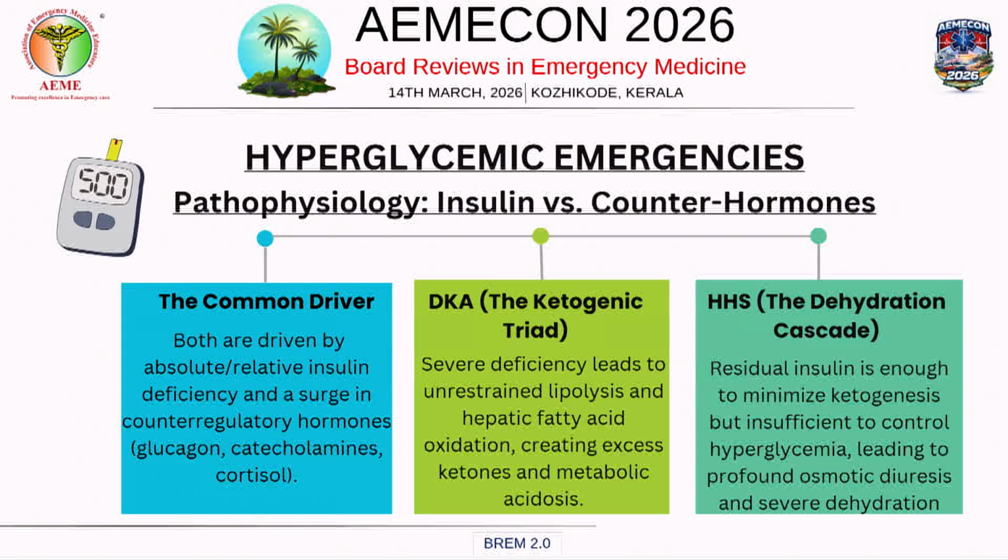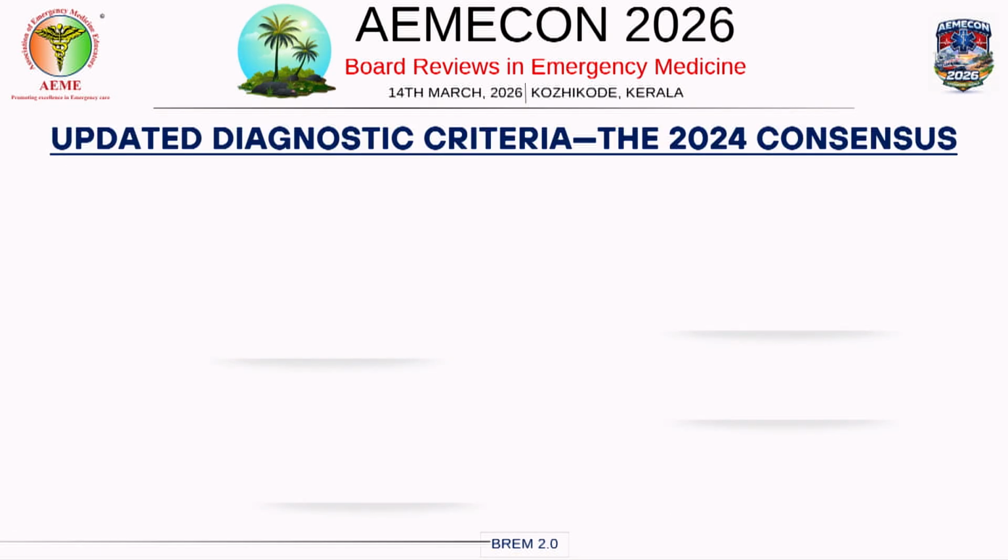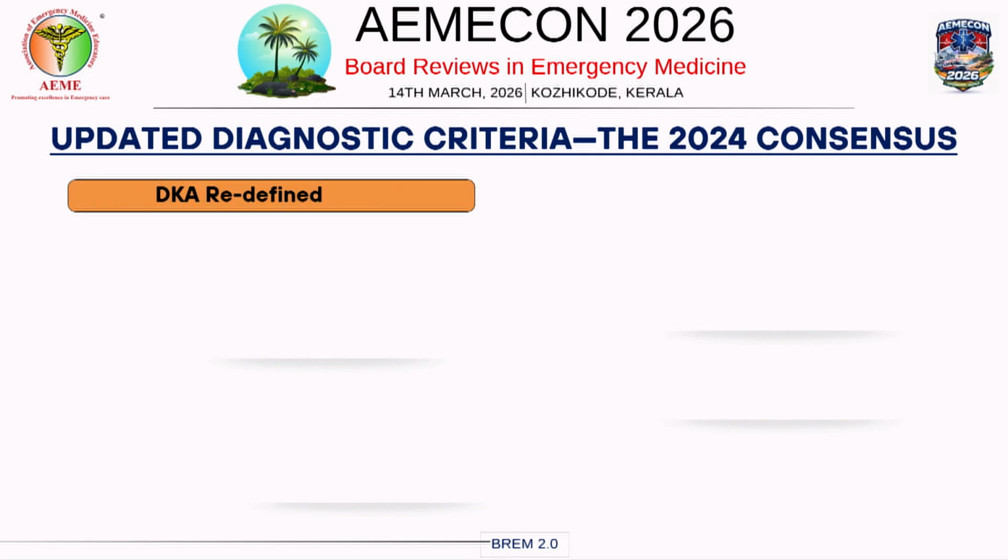But in HHS, the residual insulin is enough to prevent ketosis, but it is not sufficient to prevent hyperglycemia. So there is no ketosis, but there is hyperglycemia, and there is profound osmotic diuresis that is resulting in severe dehydration in the patient. So what we are going to discuss here is the updated ADA guidelines from the 2024 publication. So what is DKA?